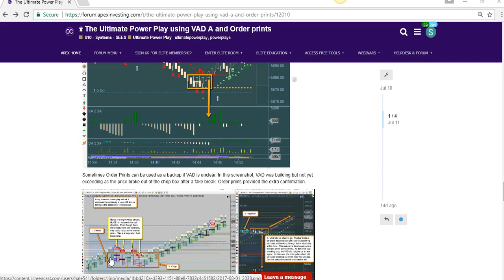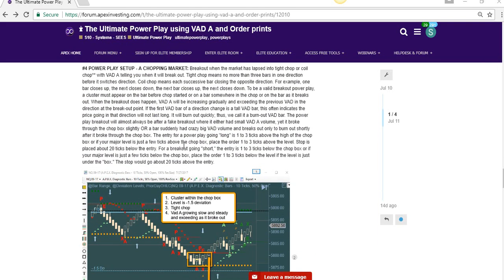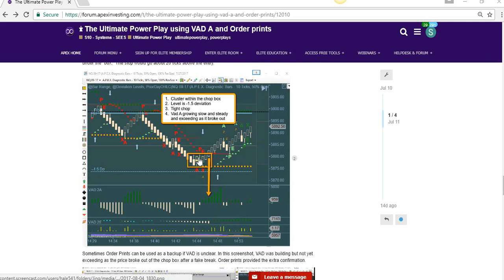It's not that hard, right? It's not that hard. Okay, it's choppy. I'm only looking at power play setup number 4. I know how that works. I know what the rules are. What do I want? Chop.